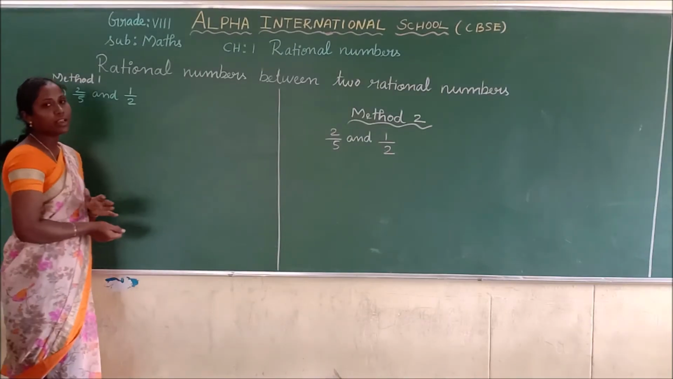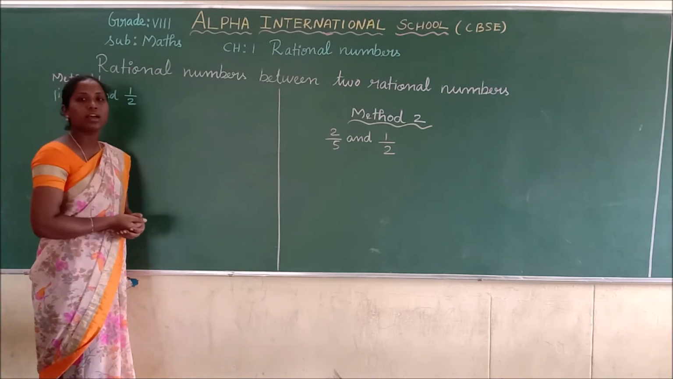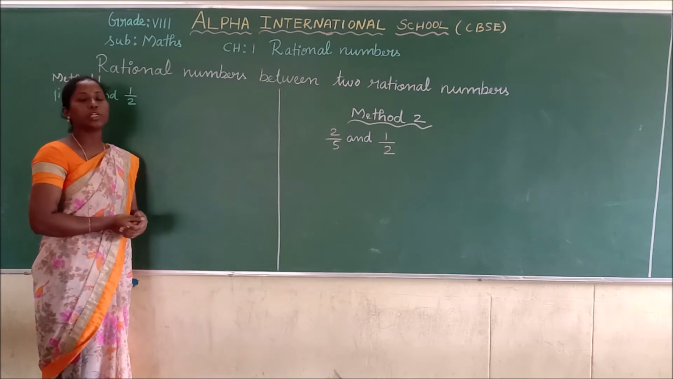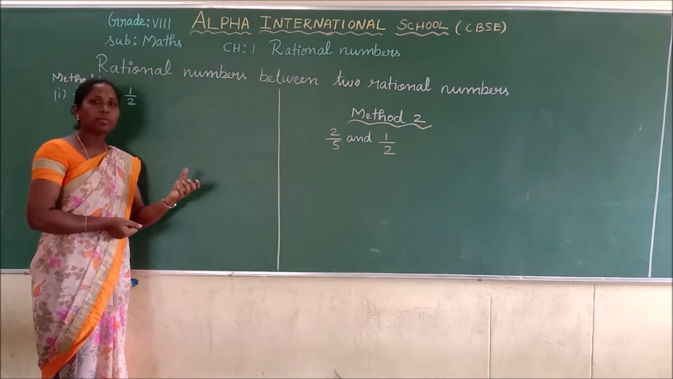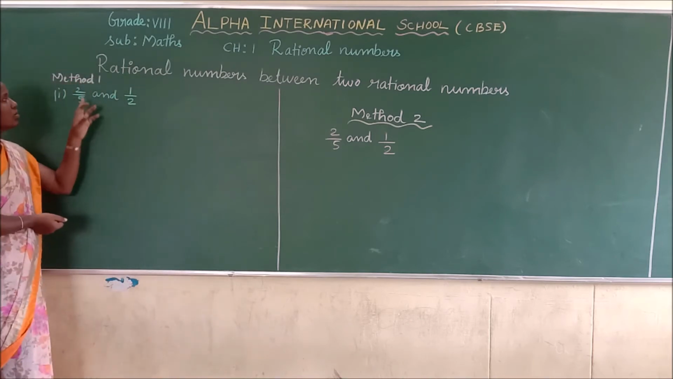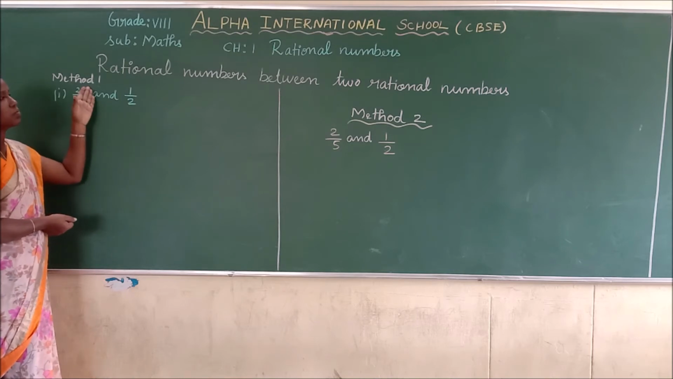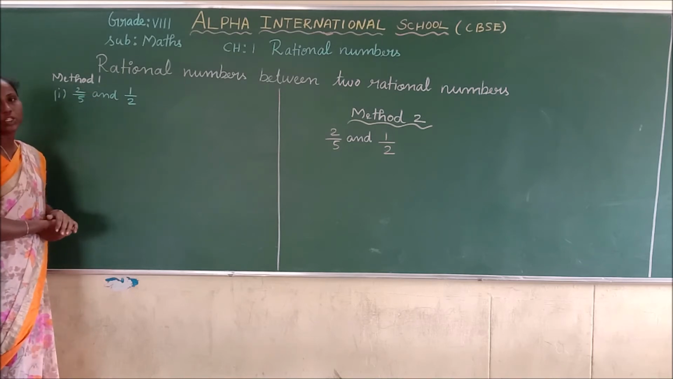So after plotting a rational number on the number line, we are going to our next concept: how to find a rational number between two given rational numbers. How to find some rational numbers between two given rational numbers. Here I am going to give you two methods, method 1 and method 2.